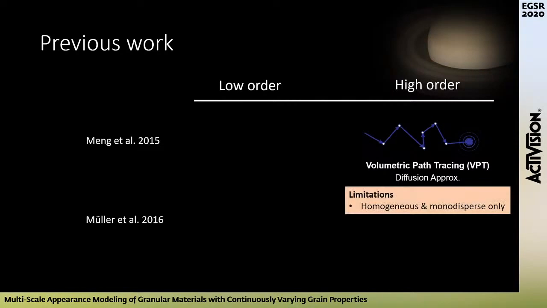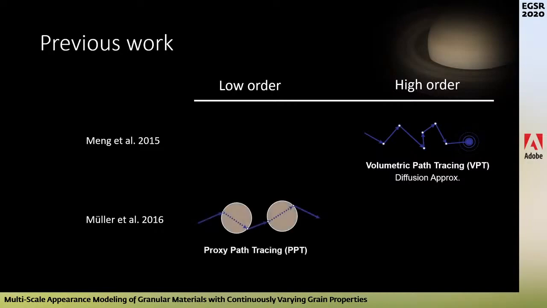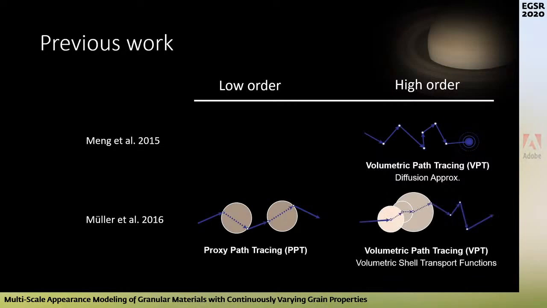However, most methods are limited to homogeneous and monodispersed granular material, where monodispersed means that all grains need to have the same size. In 2016, Mueller proposed a multi-scale modeling and rendering framework for heterogeneous and polydispersed granular media. Under his framework, a technique called proxy path tracing is introduced to accelerate low-order scattering. For high-order scattering, they extended Mond's volumetric approximation to handle heterogeneous mixtures of grains with various sizes. On top of the medium approximation, they proposed a volumetric shear transport function for better performance.